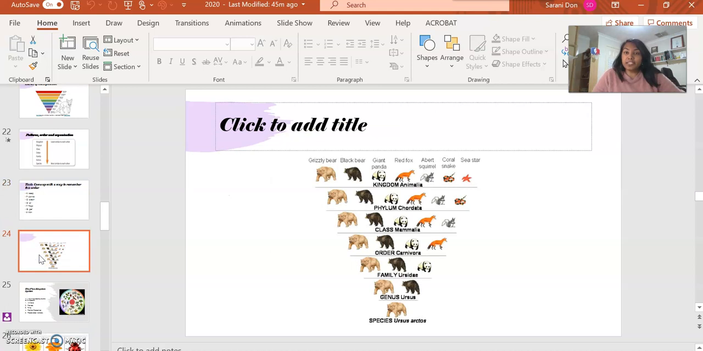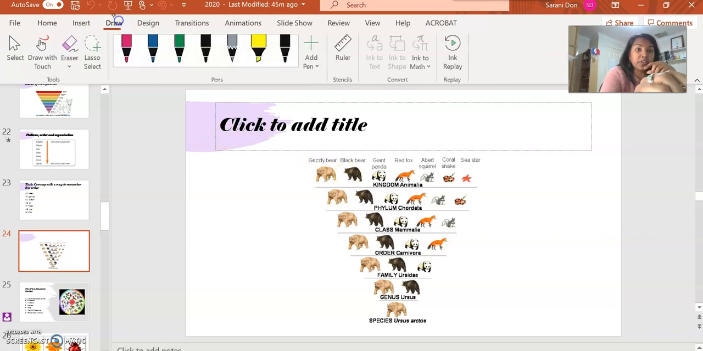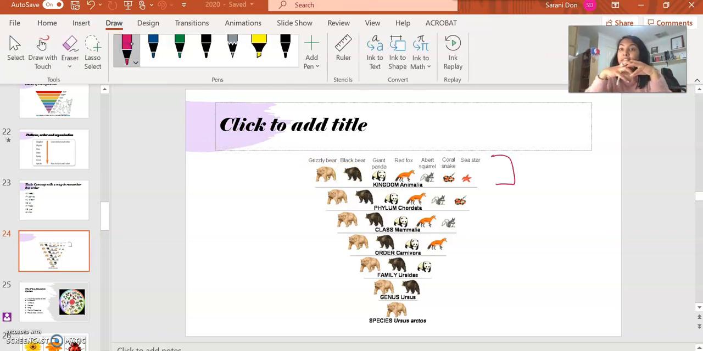Okay, so this is an example of how animals are grouped. For example, in the first one, you've got the kingdom Animalia. Let me just get my pen here. Obviously, we've got this group. It has just animals in it. There is a variety of animals. So you've got grizzly bear, black bear, giant panda, red fox, Albert squirrel, coral snake, and sea star.